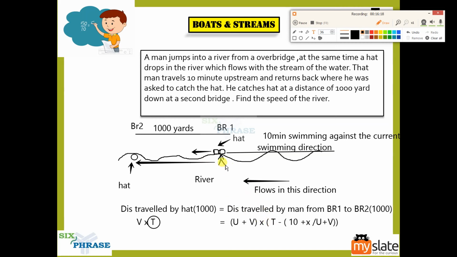So if you want to find just this alone, you have to subtract from t this time plus this time. This time is 10 minutes, this time is x by u plus v, because I've taken time is equal to distance by speed, right? So I've taken this distance to be x. I'll just mark this as x here, guys. This is the swimming direction, and I'll also say this is x meters, right?